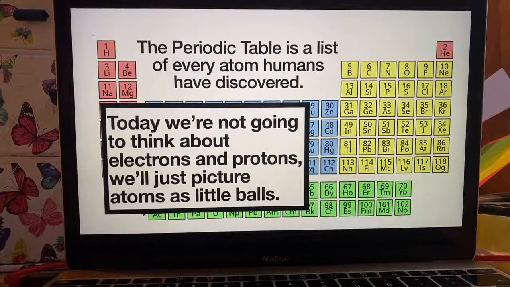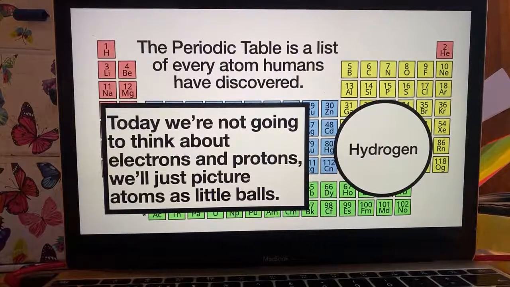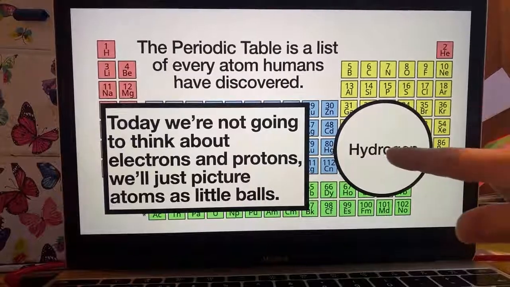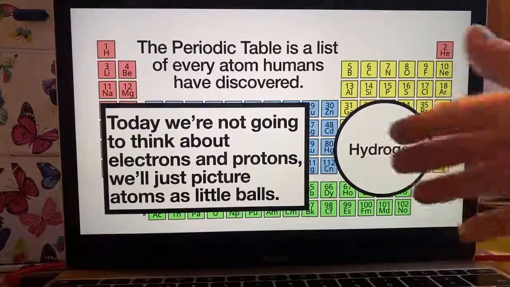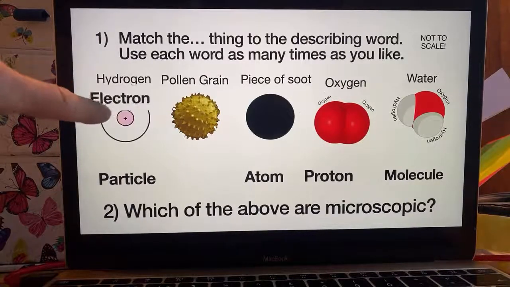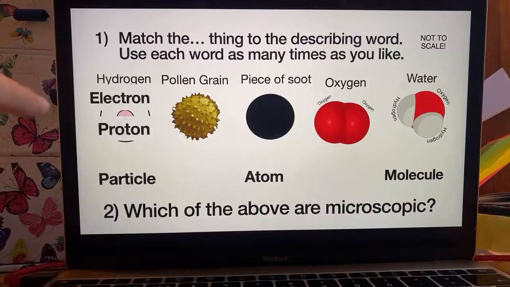For today, we don't have to think about electrons and protons, so we're just going to think of atoms as being little balls. So when I just show you a circle that says hydrogen in it, you know that's an atom. It has got an electron and a proton in there, but we're not going to bother about that. Okay, good. So that's what an electron is, that tiny little negatively charged thing. That's what a proton is, and that whole thing is an atom.